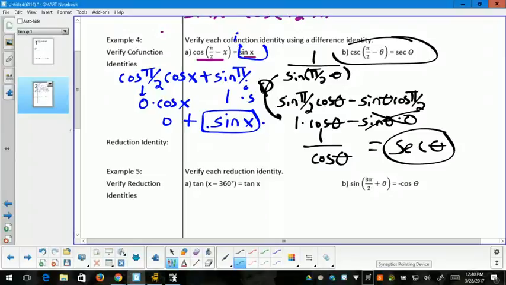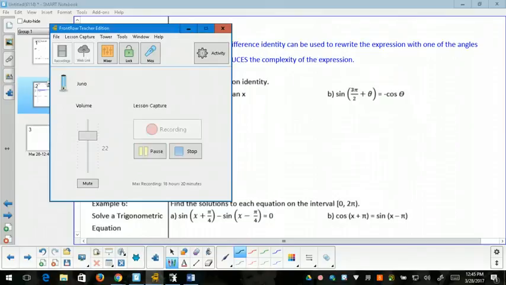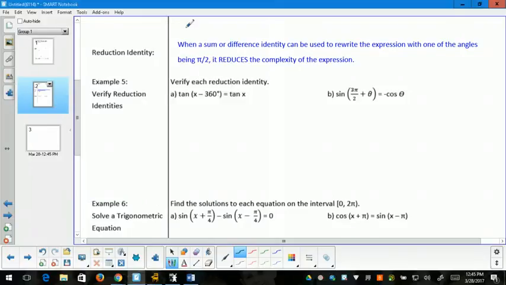We have something else called the reduction identity. All right, formal definition. When a sum or difference identity can be used to rewrite the expression with one of the angles being pi over 2, like some of the problems that we just did, especially with cosine and sine, it makes one of them 0 and the other 1. It reduces the complexity of the expression. Then it's called a reduction identity. So let's take a look at how we can do that.